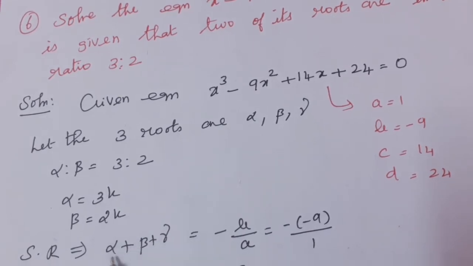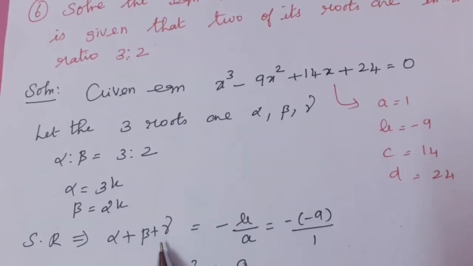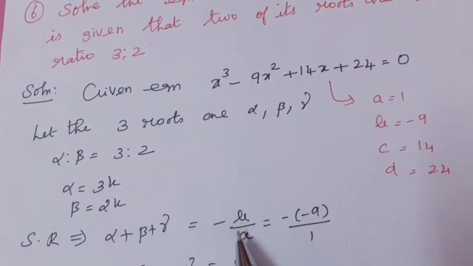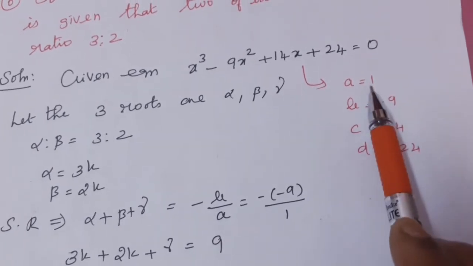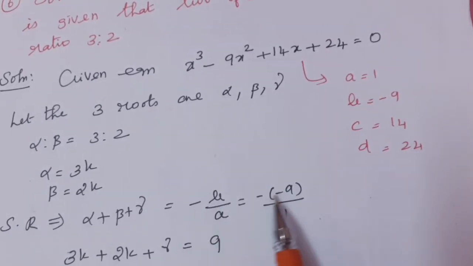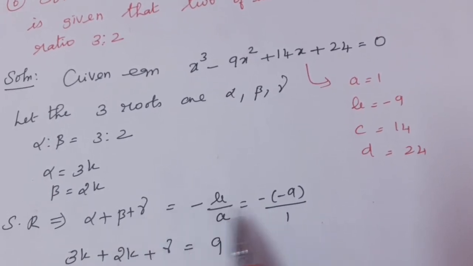Now what is the summation of 1? Alpha plus beta plus gamma, the sum of the roots, equal to minus b by a. What is our b? B is minus 9. A is 1. So minus of minus 9 divided by 1. Therefore alpha plus beta plus gamma equal to 9.